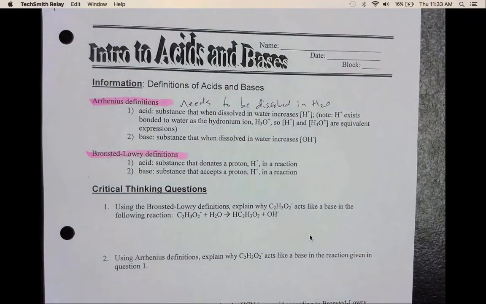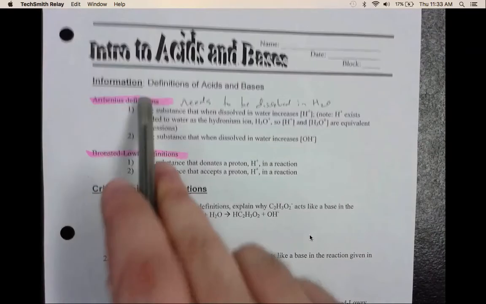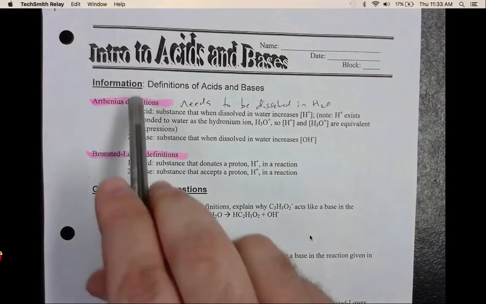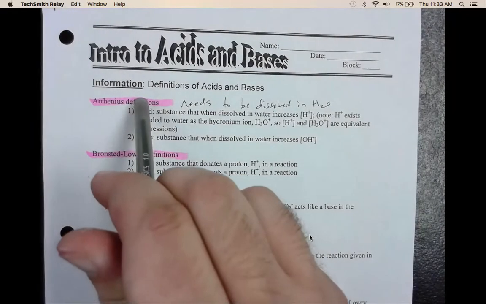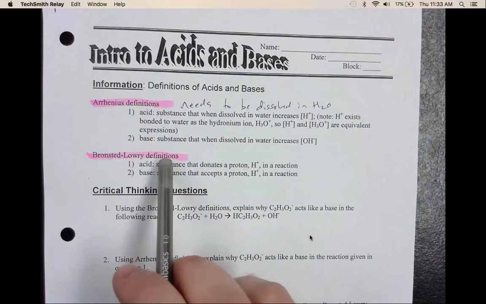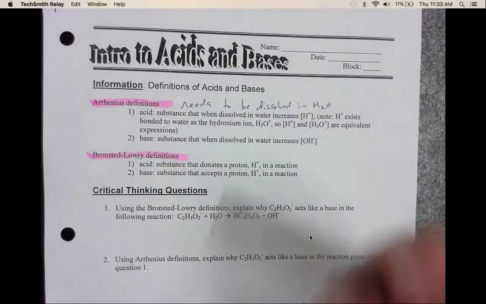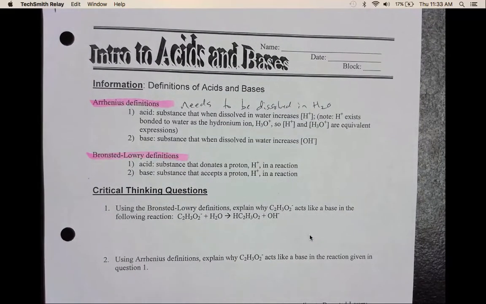Today we're taking a look at the first ChemQuest in Unit 12, which is Intro to Acids and Bases. So we start off with some definitions. Up top we have some definitions for our Arrhenius acids and bases. Right below it we have some definitions for our Bronsted-Lowry acids and bases. So I'm sure that you guys can read through them to figure out the difference.